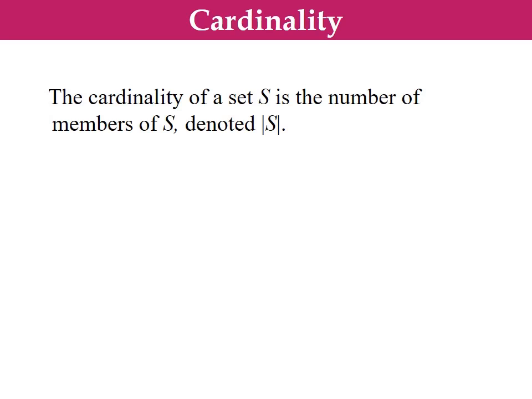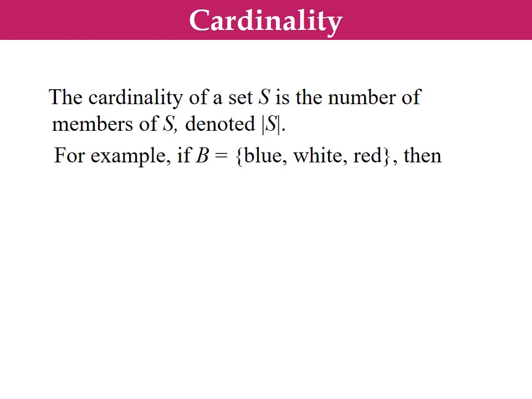Next one is cardinality. It is nothing but the number of elements present in this set. Look at the definition: the cardinality of a set S is the number of members. I can use members, elements, whatever it is, members of S. It is denoted by mod S. Take one example, the set B consisting of blue, white, red.